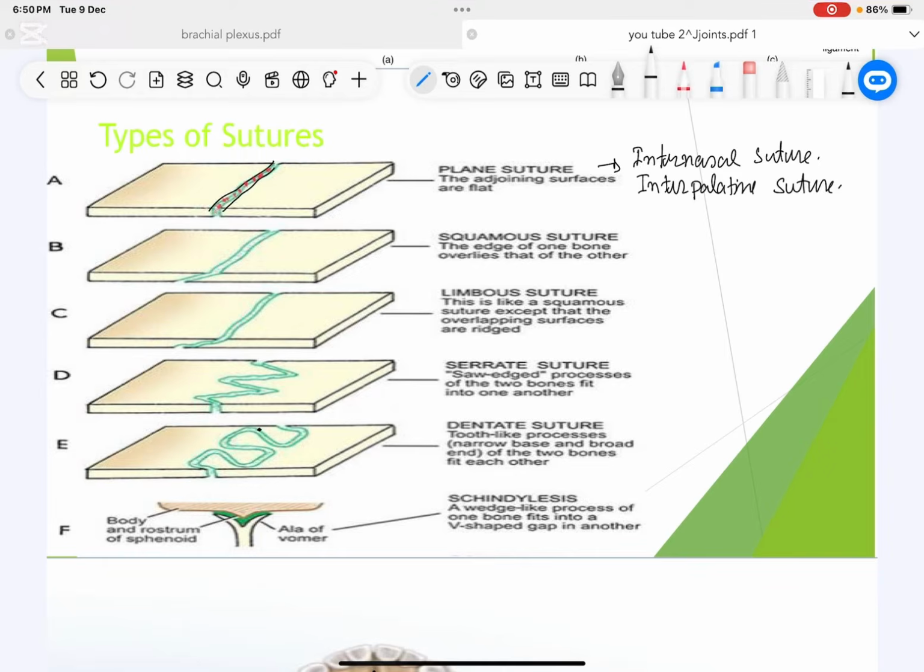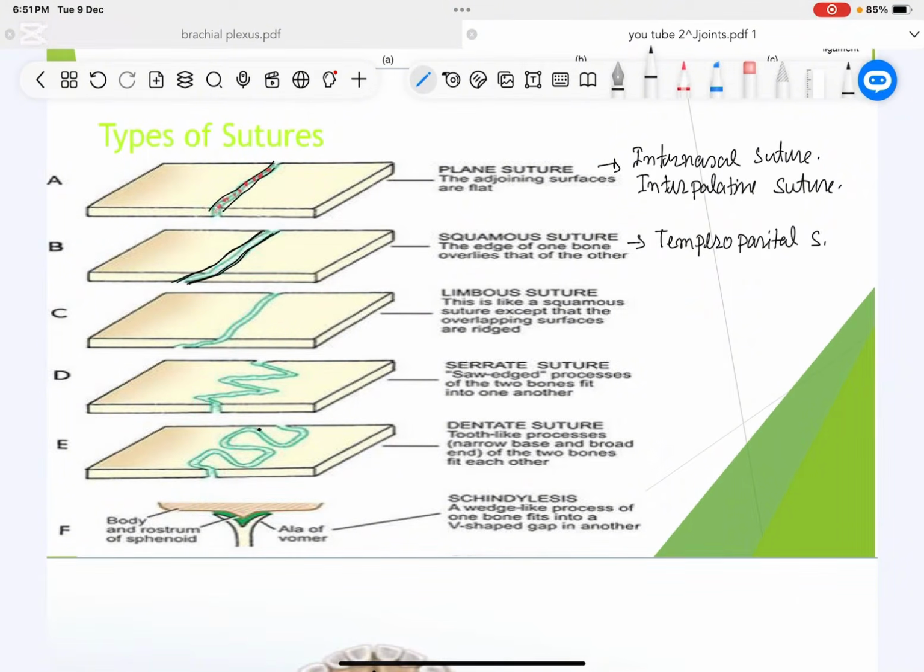That is the interpalatine suture. The second one you can see on the screen is the squamous suture. In a squamous suture, one surface is beveled over another. So the surfaces are beveled, one attached over the other. A very good example of a squamous suture is the temporoparietal suture.